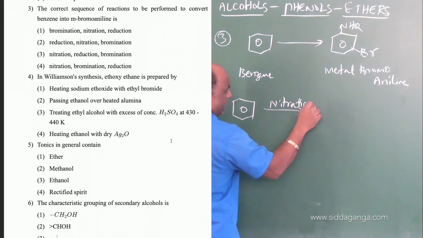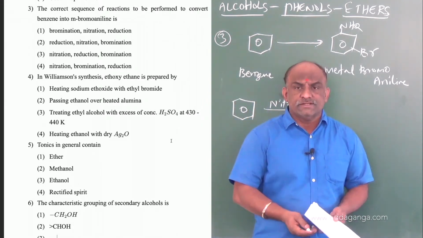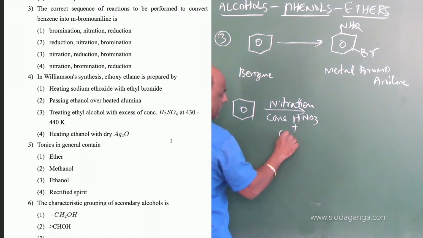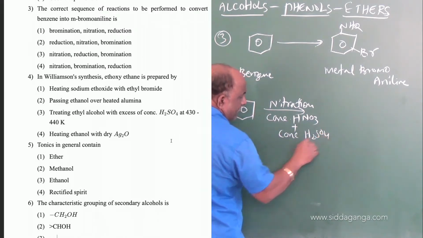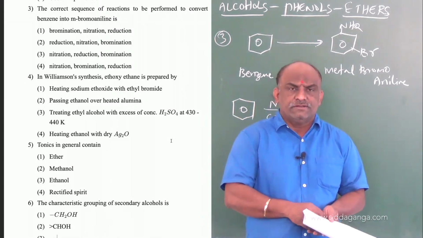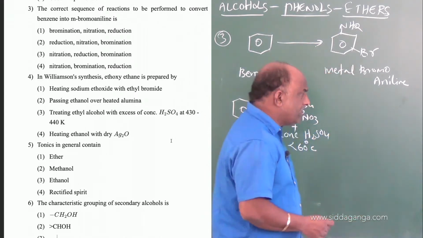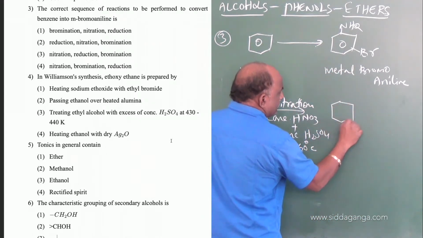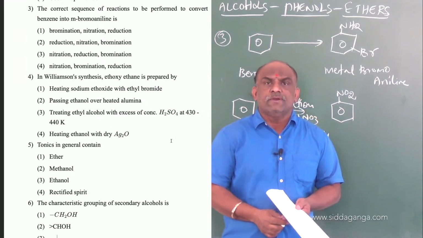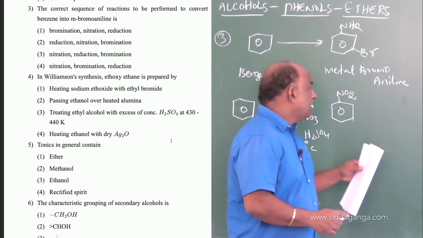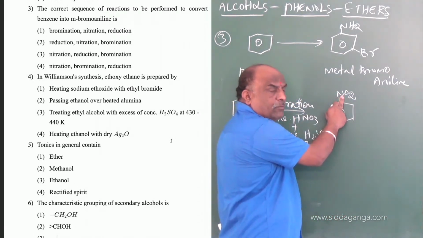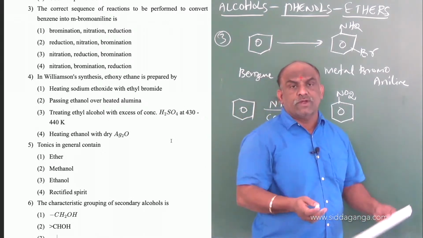The first reaction is nitration of benzene. For nitration of benzene we require concentrated nitric acid plus concentrated sulfuric acid, at a temperature less than 60 degrees centigrade. Nitration of benzene is an example of an electrophilic substitution reaction. So the product is nitrobenzene, and in this example the nitro functional group is a -M group.